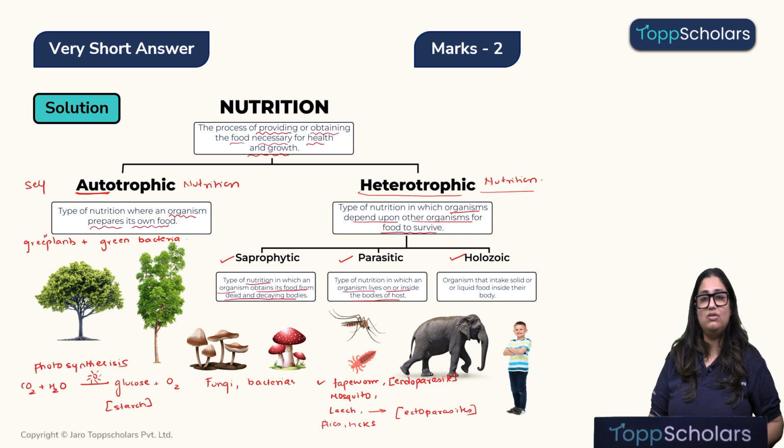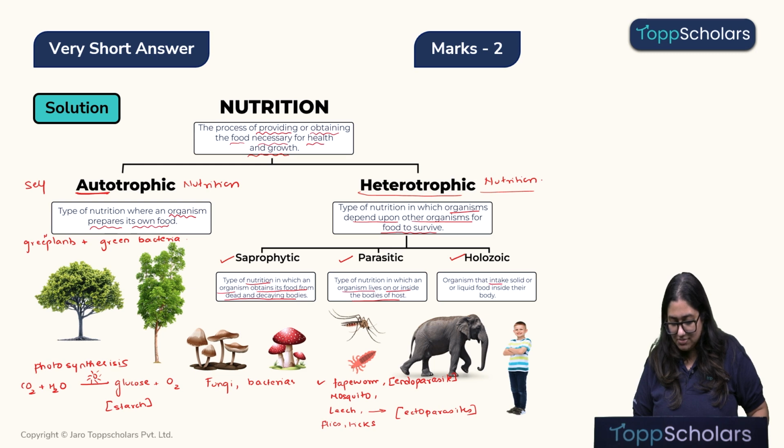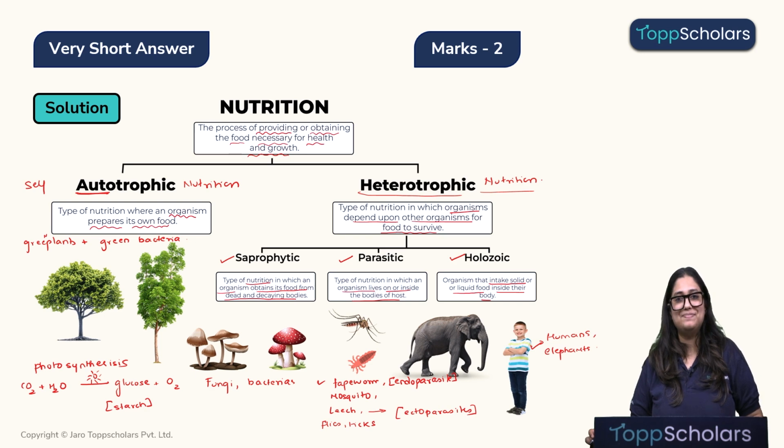Okay. Now, let's look at the last mode of nutrition. That is a holozoic mode of nutrition. It is a mode of nutrition where the organisms intake either the solid food or the liquid food inside their body, and which includes us, humans and elephants. So, humans and elephants, they show holozoic mode of nutrition. Alright, children? Clear? Now, let's move ahead.